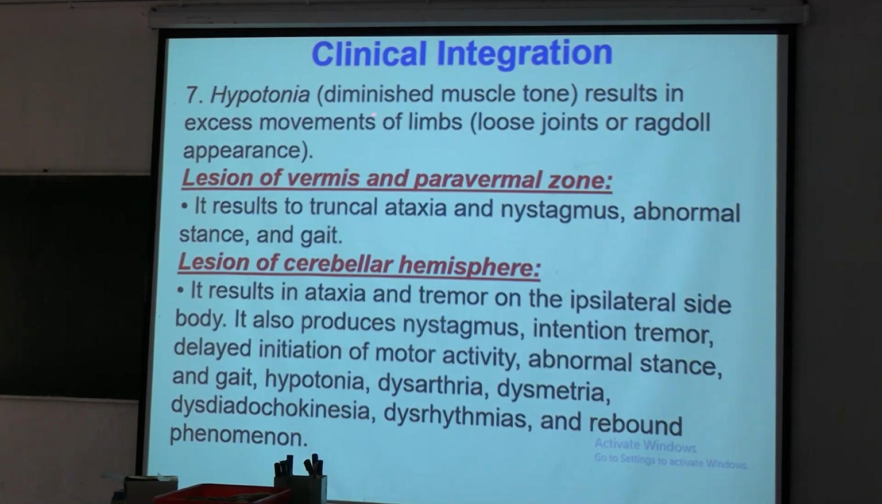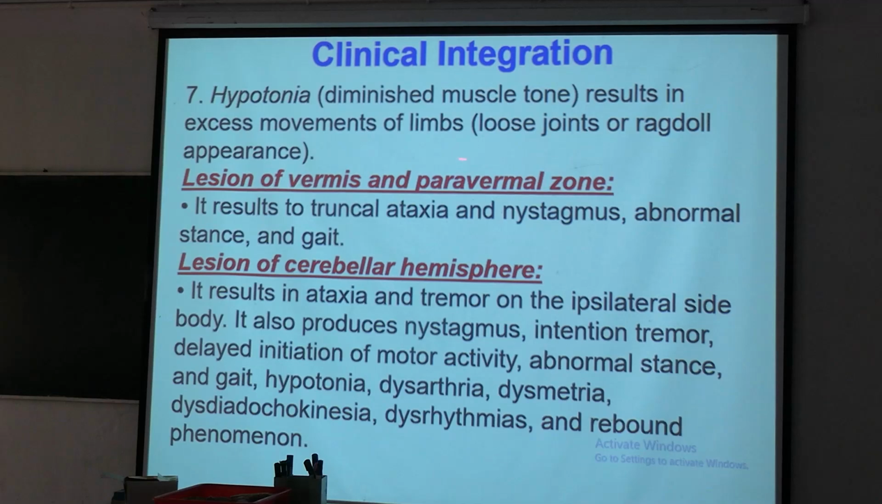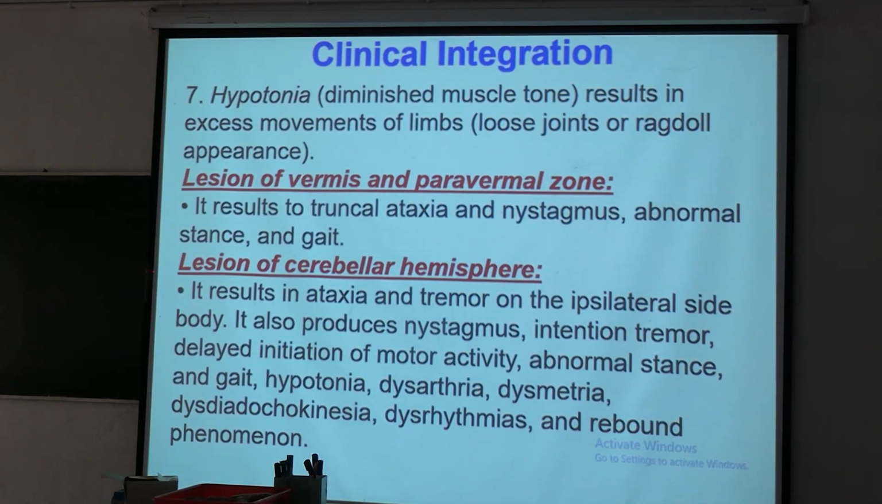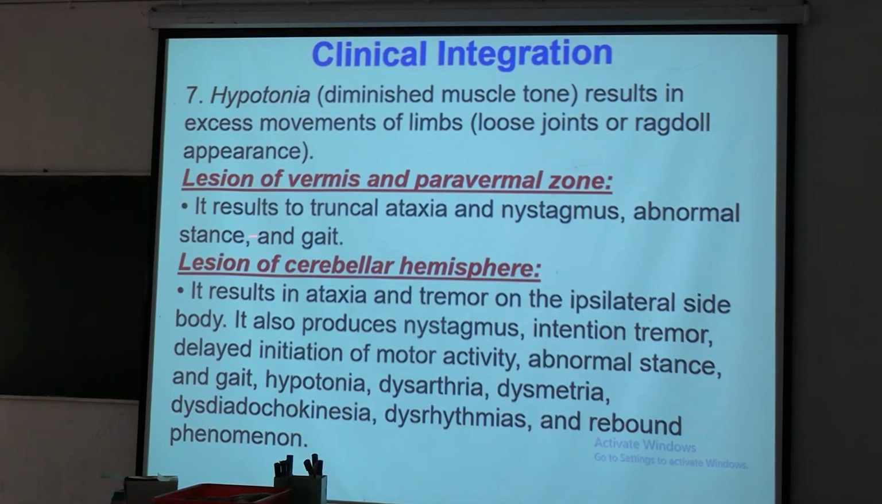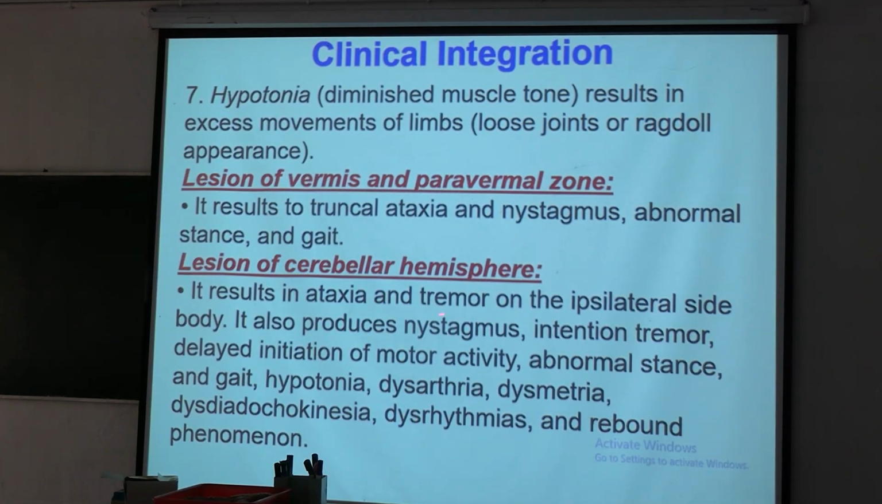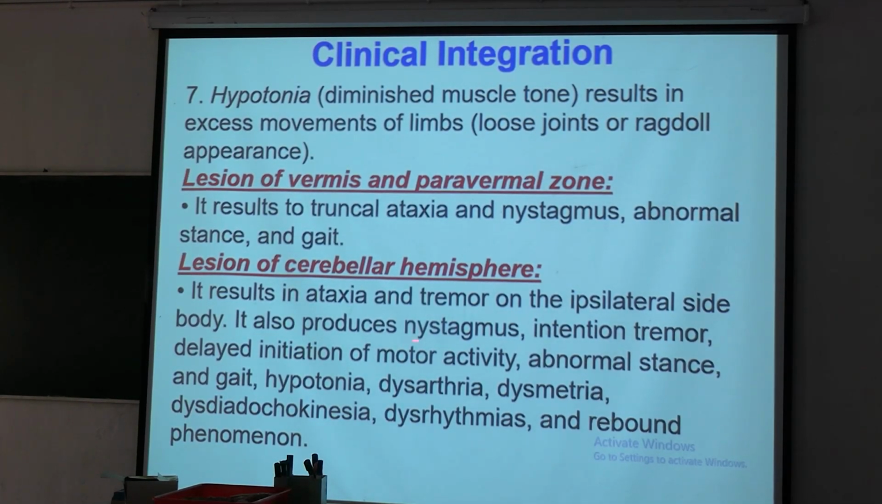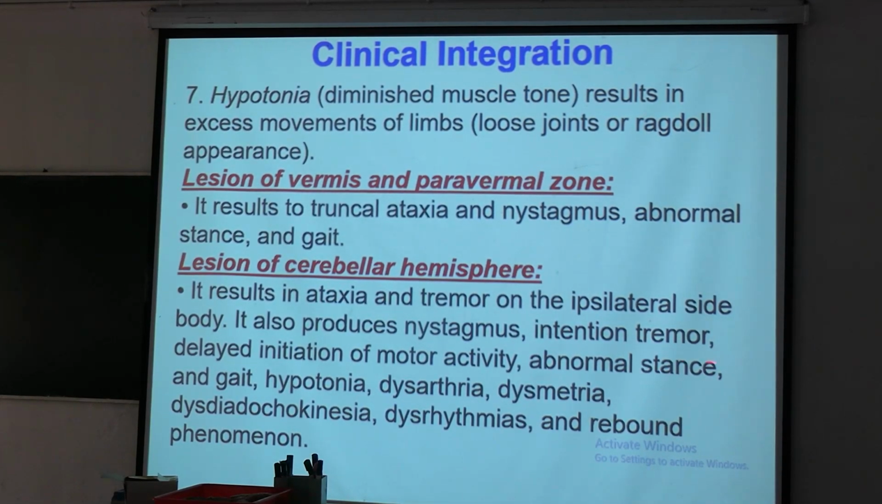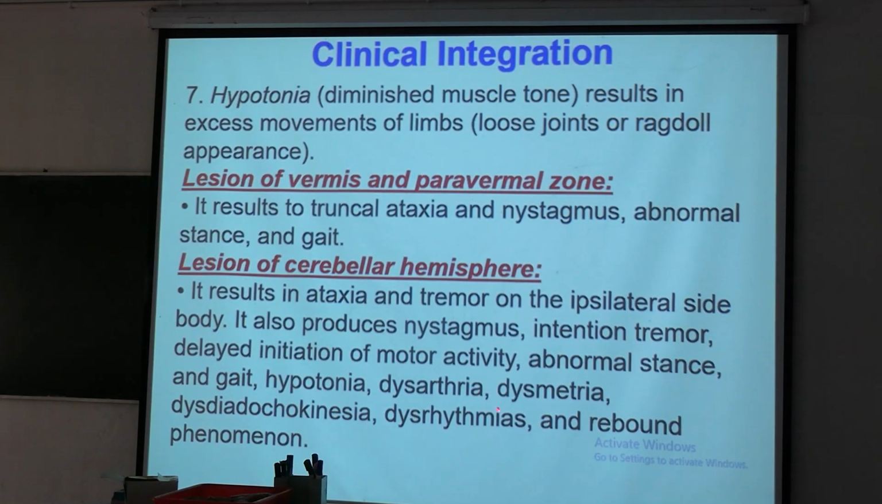Next is hypotonia, diminished muscle tone, resulting in excessive movement of the limbs, loose joints or ragdoll appearance. Lesions of the vermis and paravermal region result in truncal ataxia and nystagmus, abnormal stance and gait. Lesions of the cerebellar hemispheres result in ataxia and tremor on the ipsilateral side of the body, and also produce nystagmus, intention tremor, delayed initiation of motor activity, abnormal stance and gait, hypotonia, dysarthria, dysmetria, dysdiadochokinesia, dysrhythmia, and rebound phenomenon.